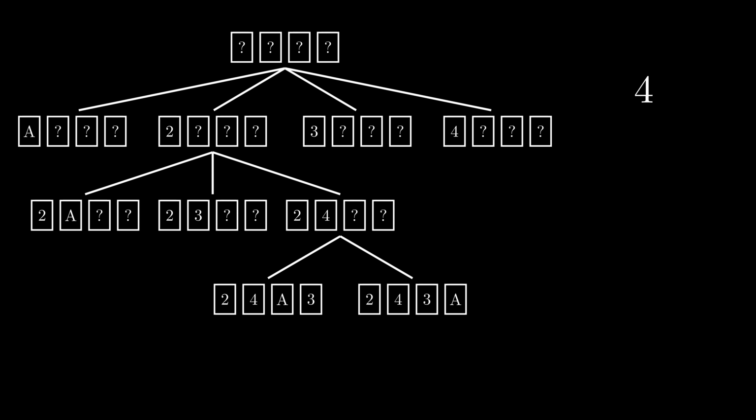The tree has 4 branches, each with 3 branches, each with 2 branches. So we can multiply these numbers to see that there are 24 places we can end up in the tree, i.e. 24 possible shuffles.